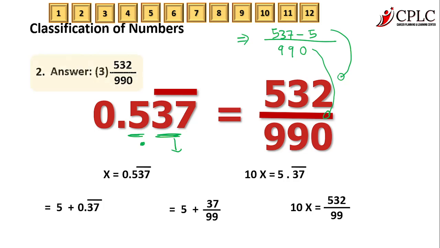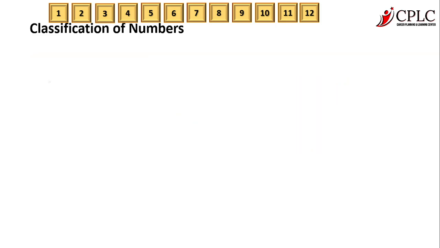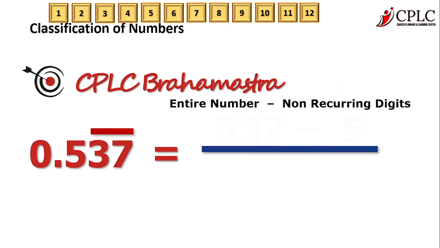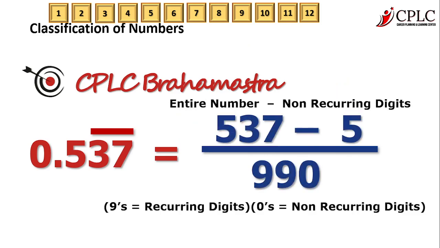So do remember the formula or the structure. That's the best part. In the numerator, the entire number as it is minus the non-recurring part, and in the denominator, the number of nines for recurring digits and the number of zeros for non-recurring digits. And this is the way to do that.